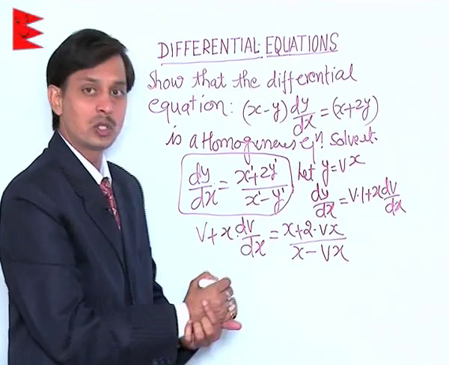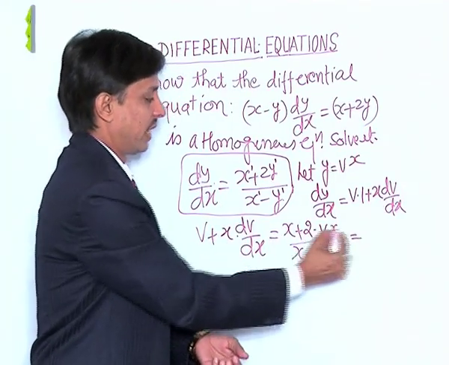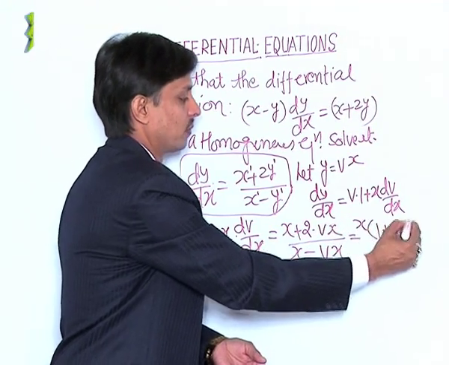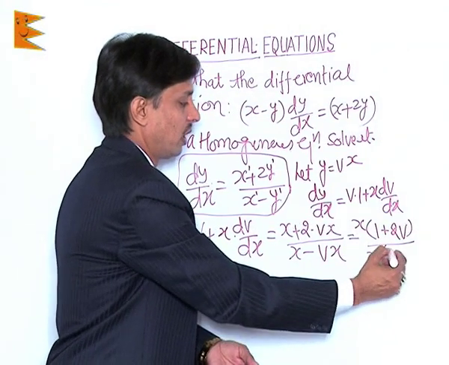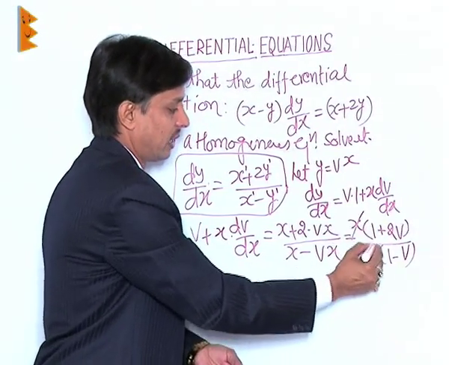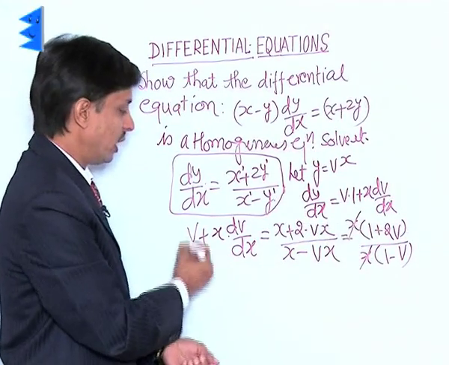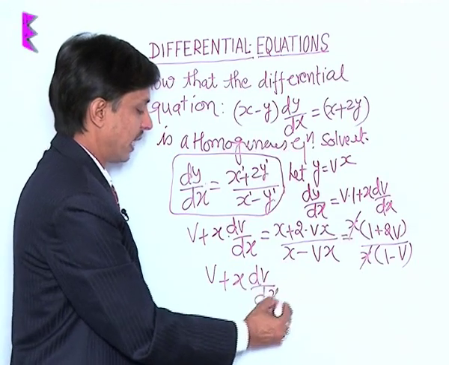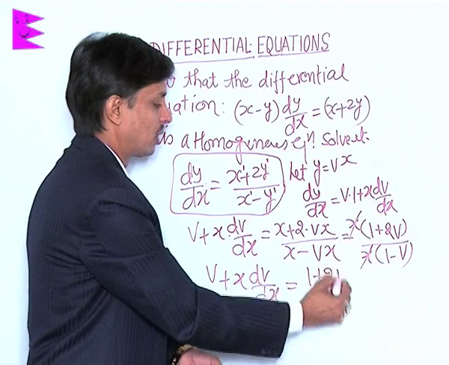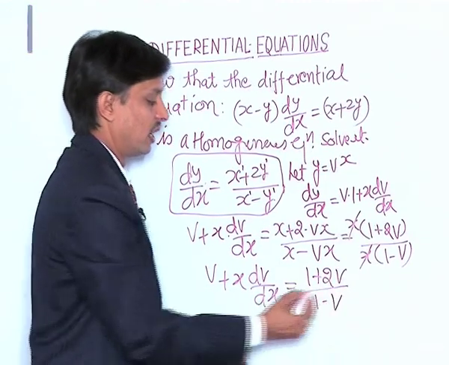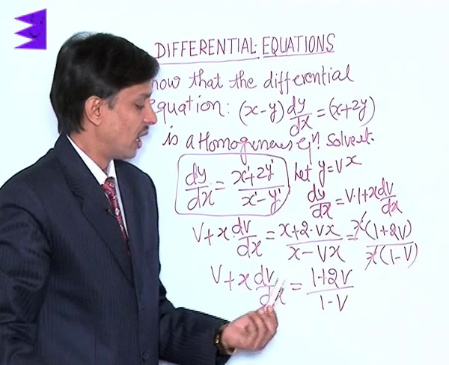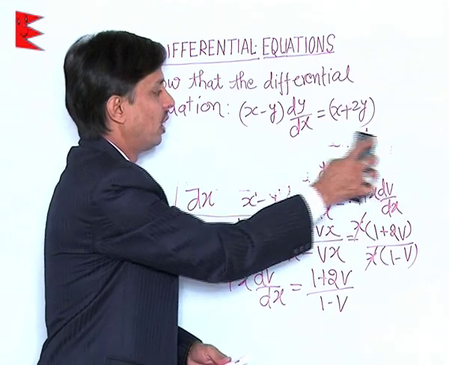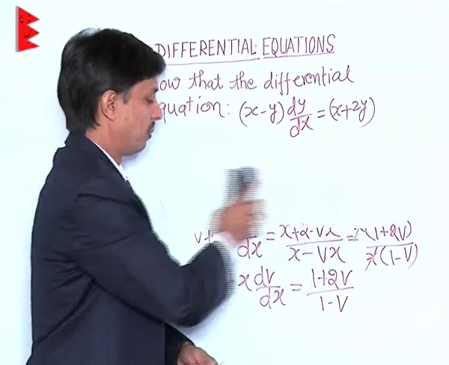Now doing so, we observe that x is common in the numerator, so this becomes 1 plus 2v. In the denominator x is common, it is 1 minus v. The x and x get cancelled. So we have noticed here this becomes v plus x dv upon dx is equal to (1 plus 2v) upon (1 minus v). Now to solve this equation, it is very much possible to bring it into a form so that it can be solved.